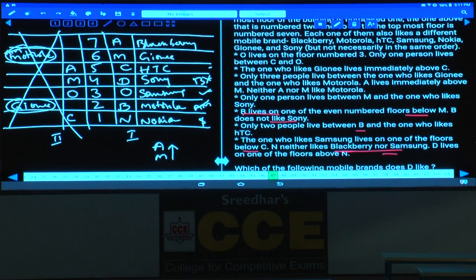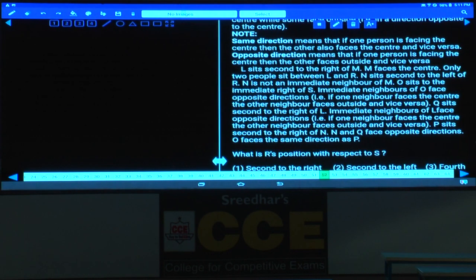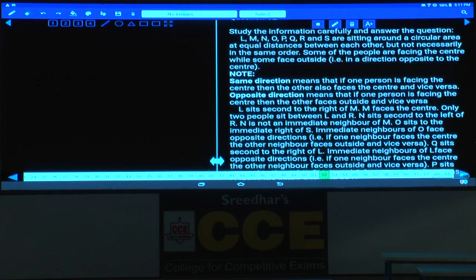Then 52 onwards. Now question numbers 52 to 56. Yes, what is given in this one, 52 to 56? Now in this 52 to 56, it is based on circular arrangement. Some of them are inward and some of them are outward. Question numbers 52 to 56. Now what is the information given?